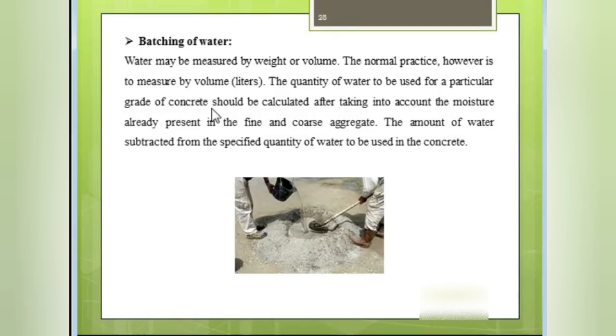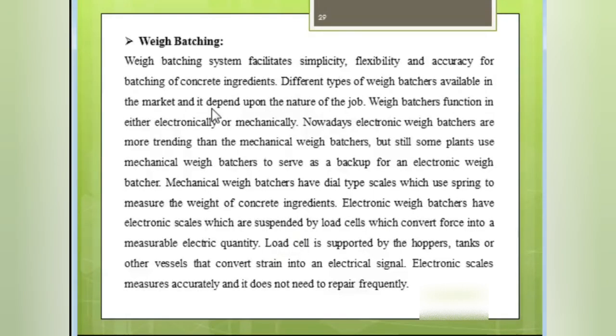Water is also an ingredient, and by ingredients I mean water, cement, and aggregate, everything. The volume of water can be measured in terms of liters. How many liters of water are required for a particular cubic meter of concrete, that we have to measure and put into the concrete mix.